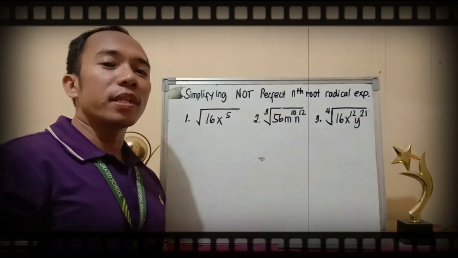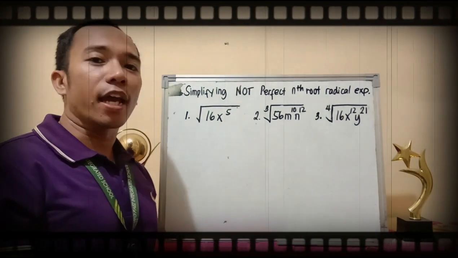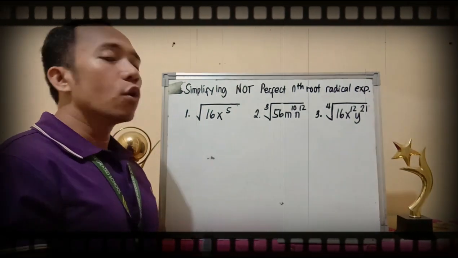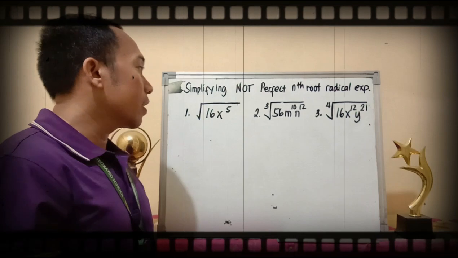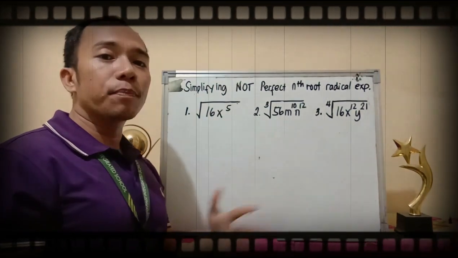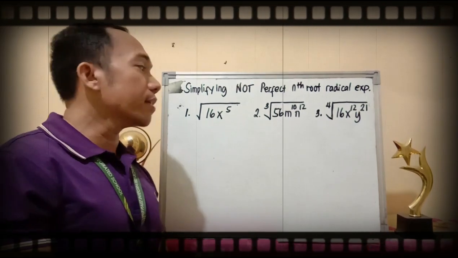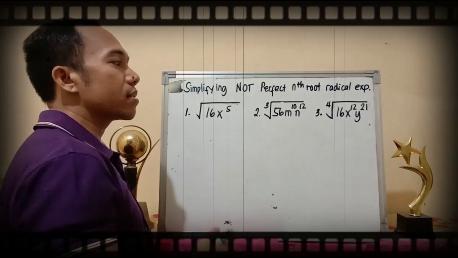The topic that I will be discussing is simplifying not perfect nth root radical expressions. What do I mean by not perfect? It means that your radicand here is not perfect, meaning to say there is something that will remain inside the radical sign. So I have here three examples.